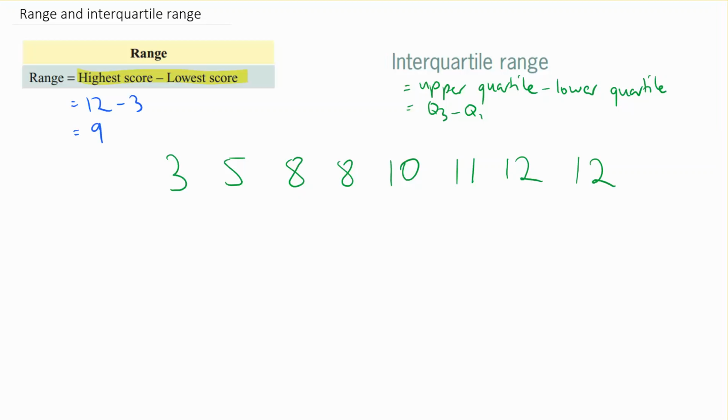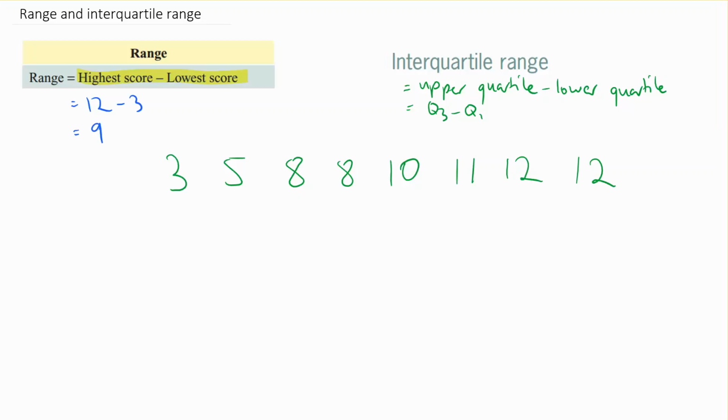The interquartile range is the upper quartile minus the lower quartile. And we're using the notation Q3 for upper quartile and Q1 for lower quartile. The benefit of the interquartile range is that it ignores those extreme values, those outliers.